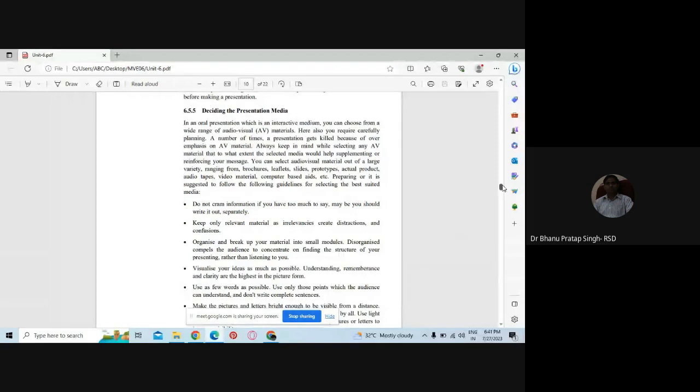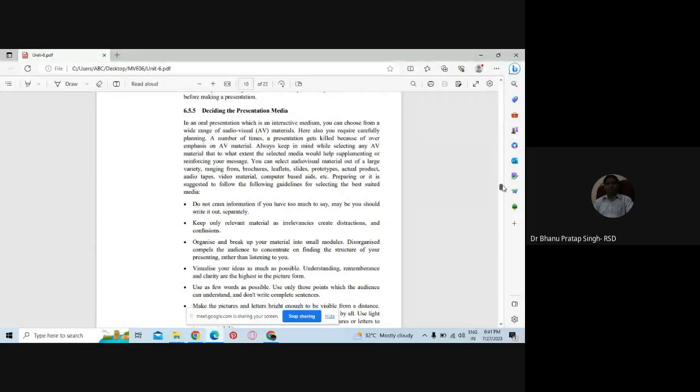Preparing this presentation, it is suggested to follow the following guidelines for selecting the best suited media. One is, do you cram information? If you have too much to say, maybe you should write it separately. Second is, keep only relevant material, as irrelevancies create distractions and confusion also.